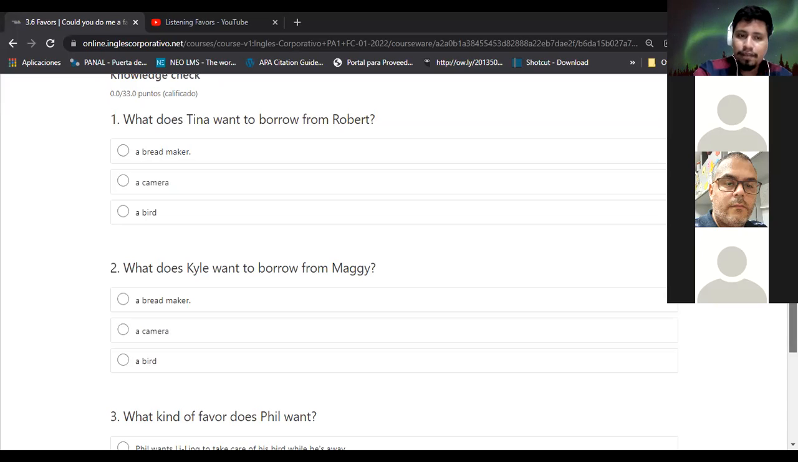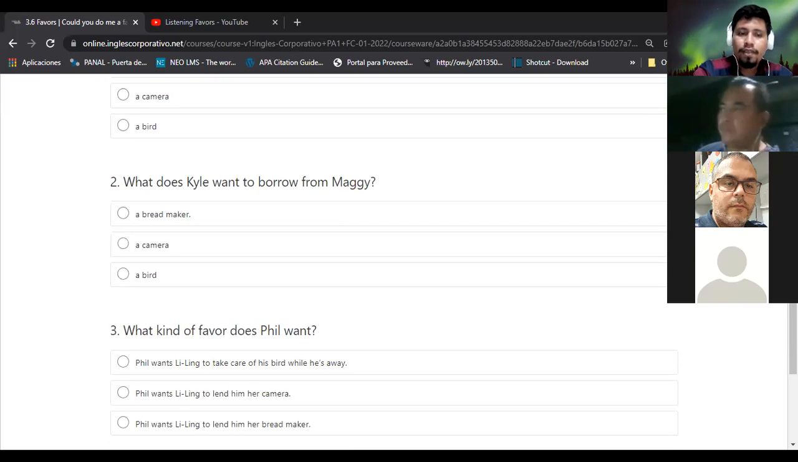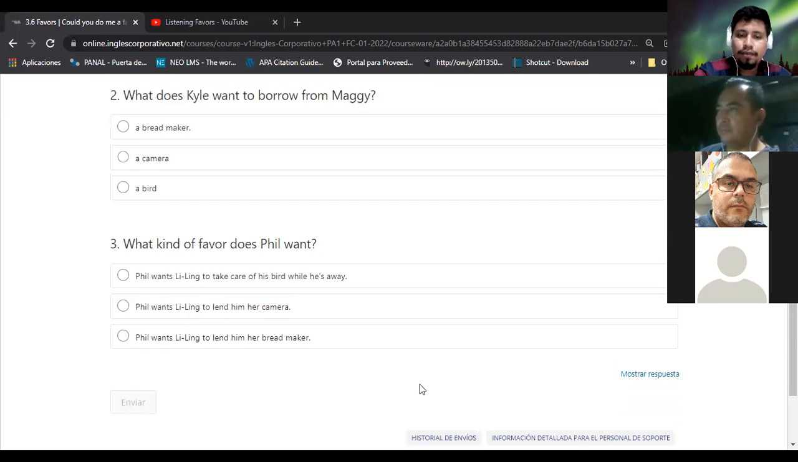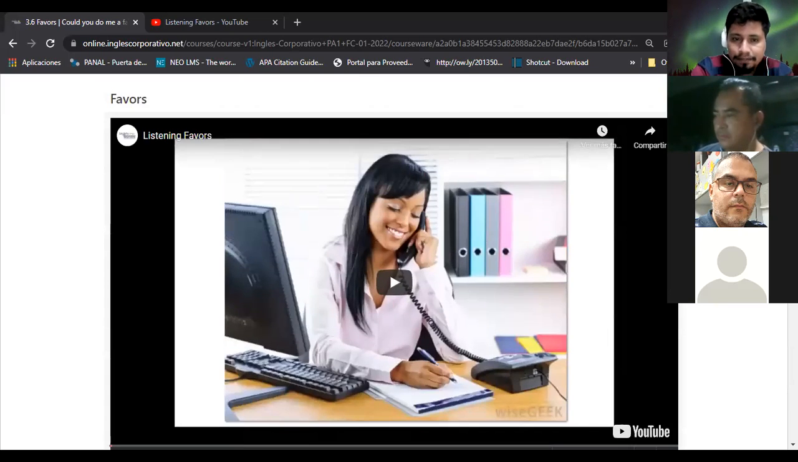The first one is a bread maker, a camera, a bird. The second one, a bread maker, a camera, a bird. And the last one says, Phil wants Link to take care of his bird while he's away, or Phil wants Link to lend her camera, or Phil wants Link to lend her bread maker. So those are the options. Just keep in mind.